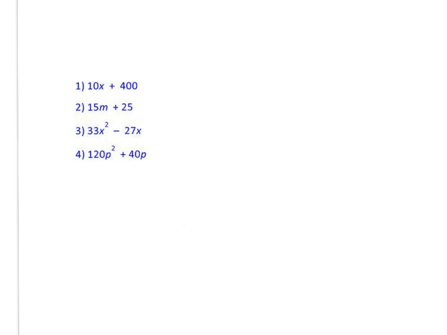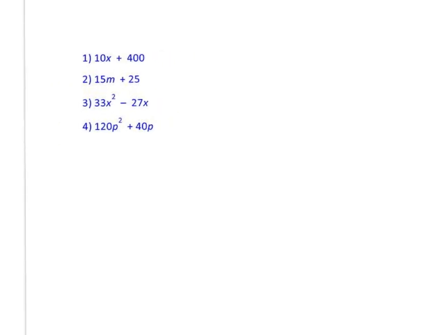So we're going to look today at factorising expressions. How we do this is to remove the highest common factor from each of the expressions. It's a bit like the opposite of multiplying brackets that we looked at earlier on in one of the previous lessons. Okay, so we'll start with number 1, and we've got 10x plus 400.